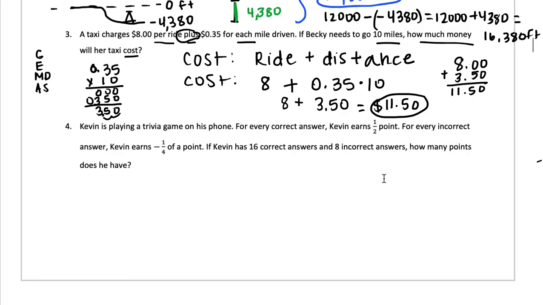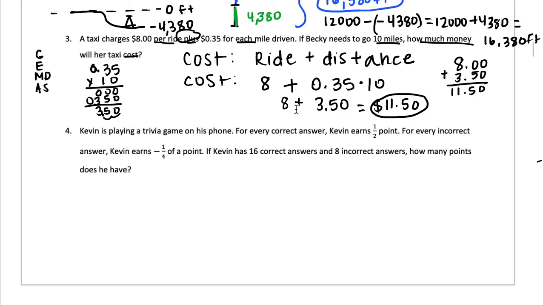And finally, in the last question, it says Kevin is playing a trivia game on his phone. For every correct answer, Kevin earns a half a point. For every incorrect answer, Kevin will earn negative 1/4 of a point. If Kevin has 16 correct answers and 8 incorrect answers, then how many points does he have? So notice right away I started color coding this as I was reading it. This is going to help us break this question down.